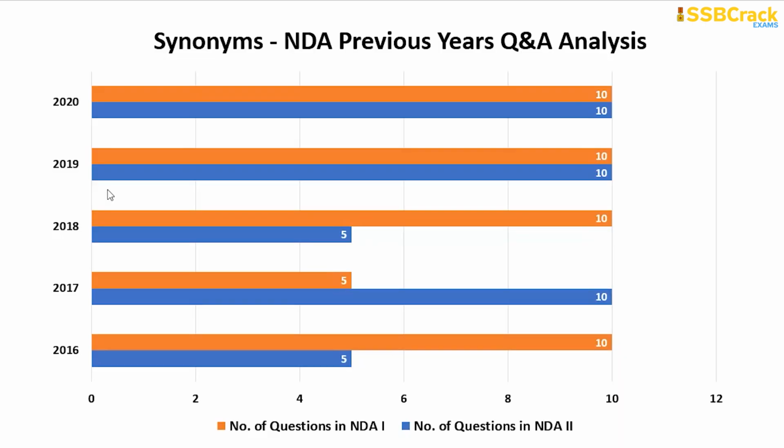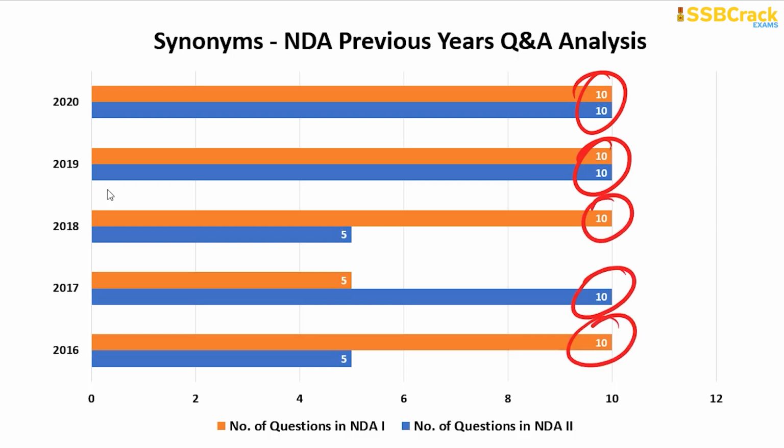For synonyms, 10 questions have consistently come from this topic in NDA 1 and 2 2020, NDA 1 and 2 2019, also in NDA 1 2018, NDA 2 2017 and NDA 1 2016. 5 questions have come from this topic in NDA 2 2018, NDA 1 2017 and NDA 2 2016.